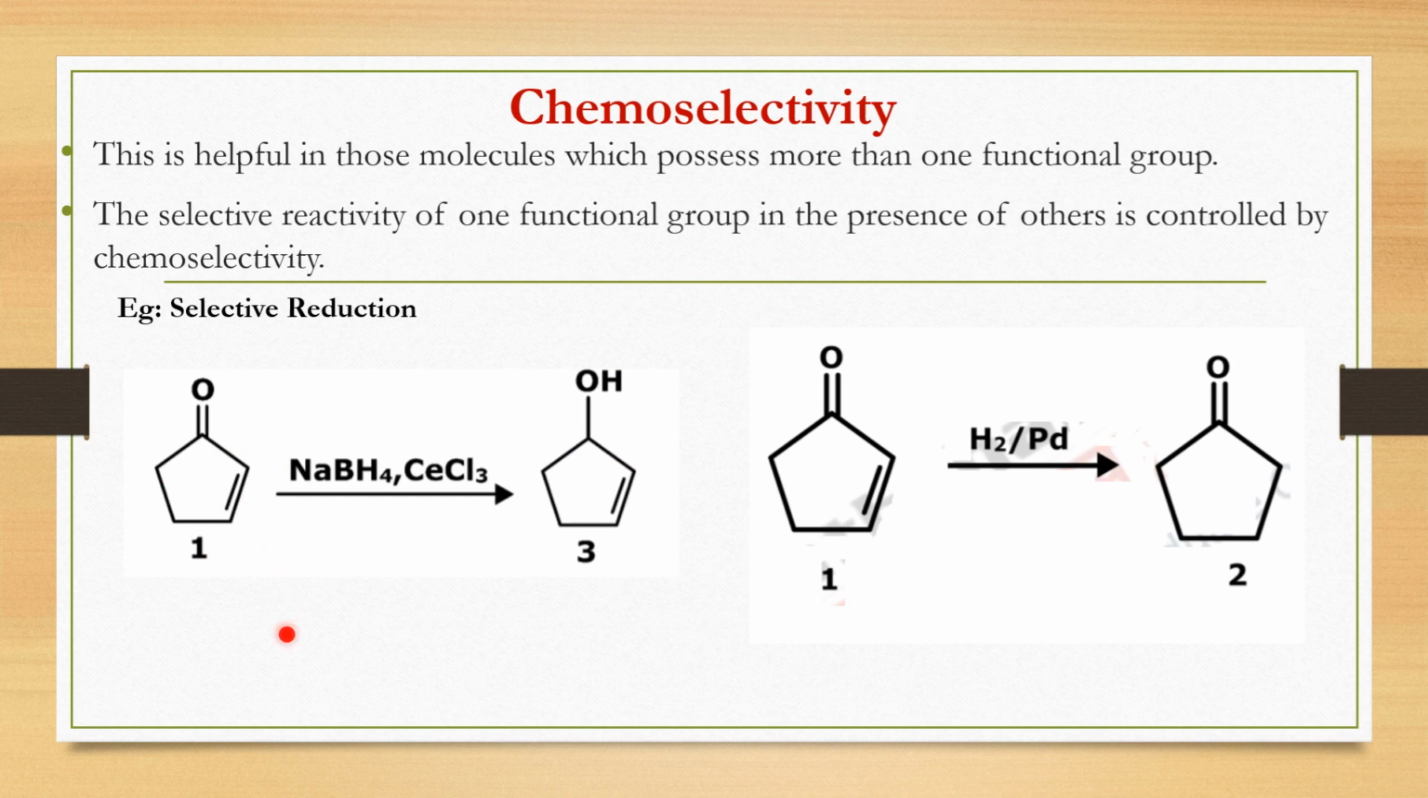If you use lithium aluminum hydride for reduction, it will reduce both. So we cannot use that. Let's go for NaBH4. It's a mild reducing agent compared to lithium aluminum hydride. It is capable of reducing ketones, but it cannot reduce alkenes. So we have achieved chemoselectivity. Are you getting this? We are reducing only one of the functional groups selectively in the presence of others. This is controlled by chemoselectivity. This is called selective reduction. Out of the two functional groups, only one functional group has reacted.